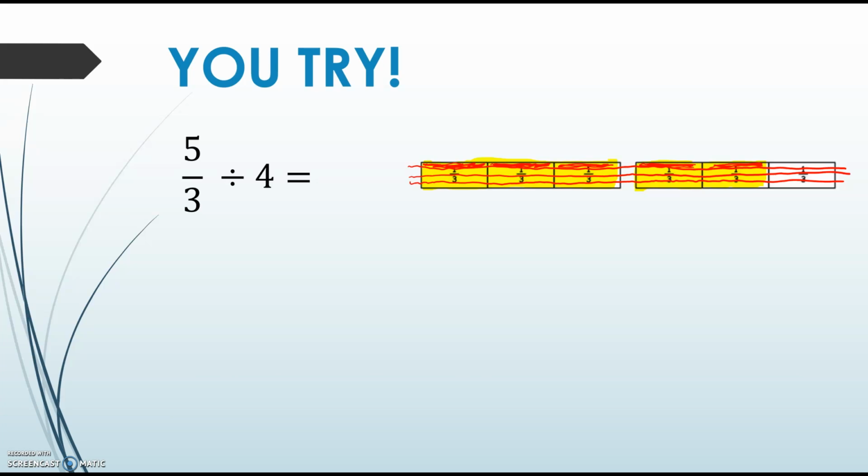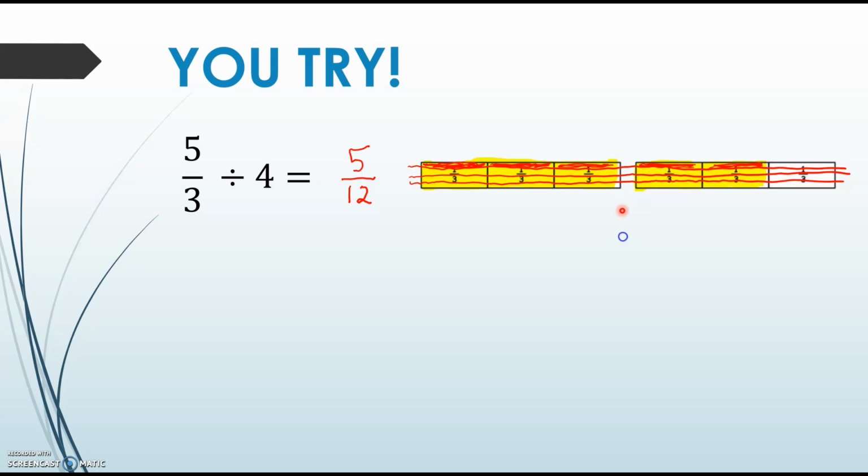So again, we have to look at how many pieces are going to that friend. 1, 2, 3, 4, 5 pieces. And we need to know the size of this piece that we've been counting here. So if we look carefully, we can see one whole fraction strip here has been divided into 12 equal-sized pieces. So each one of these pieces is 1/12, and I have 5 of them. My answer here is 5/12.